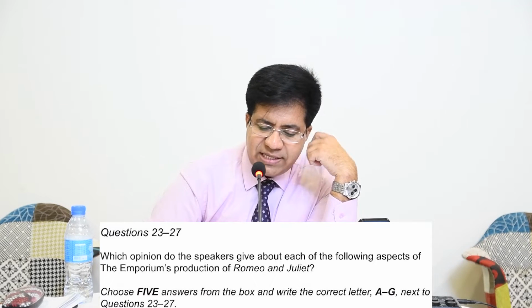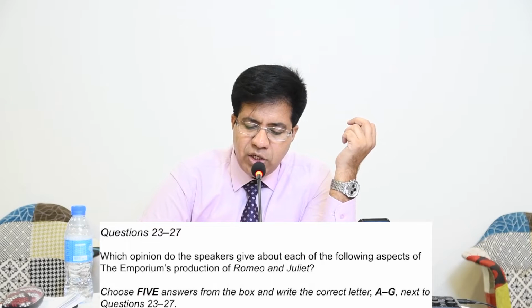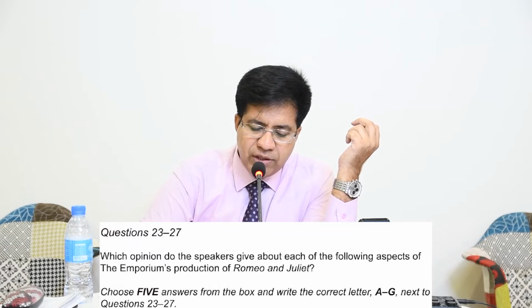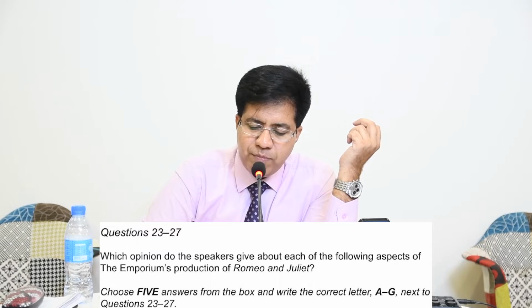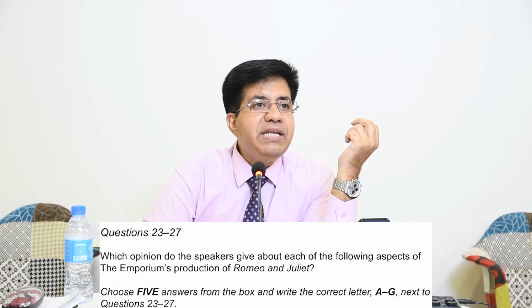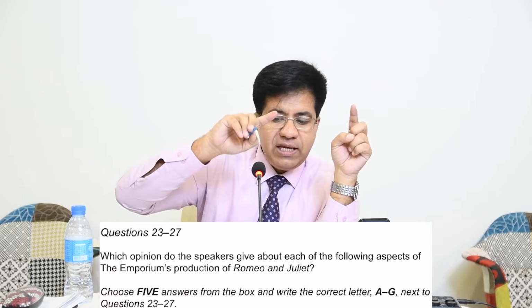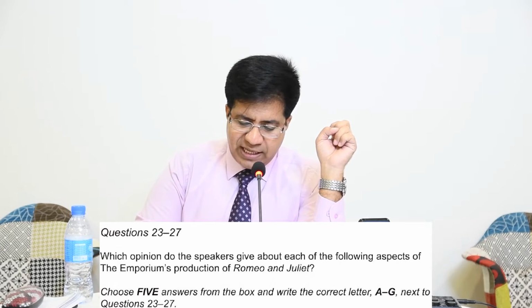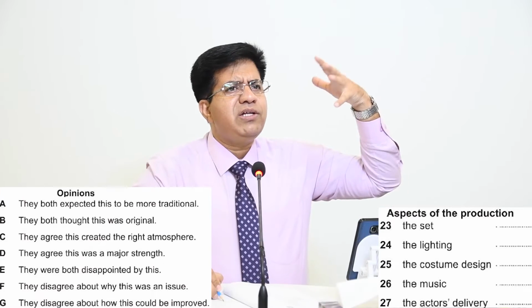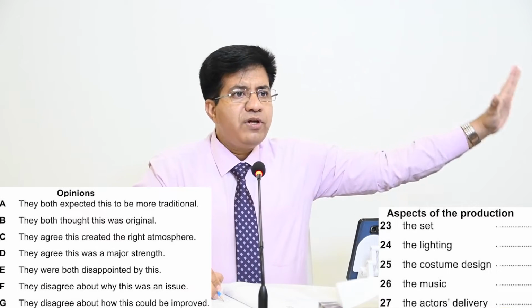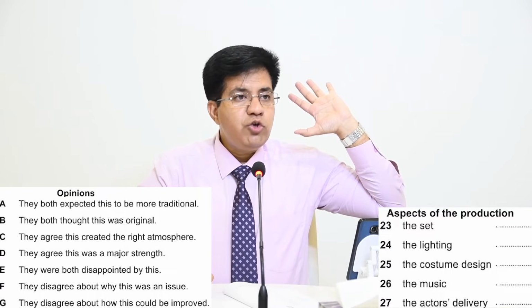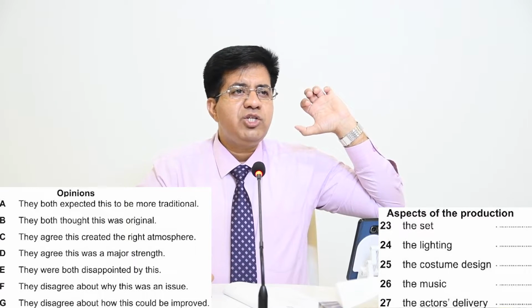Questions 23 to 27. Which opinion do the speakers give about each of the following aspects of the Emporium's production of Romeo and Juliet? So aspects of production and their opinion. You got to match opinion with aspects of production. Now, aspects of production, they are the set. You know, just imagine there is the drama, the set of the drama. 24, lighting. 25, costume.